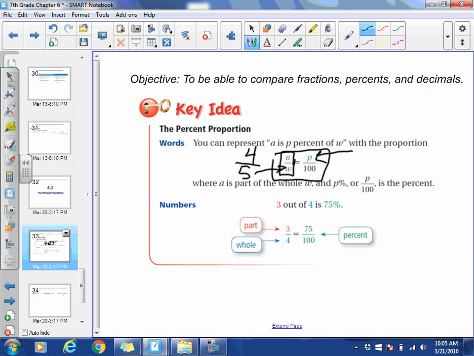So here we'd be saying, out of the total on the test, or the whole amount on the test, there were 5 questions, how many did you get right? You got 4, so 4 is the part. The part of the whole amount. You got 4 out of 5 questions correctly. What would that equal out of 100? W stands for whole, or total.